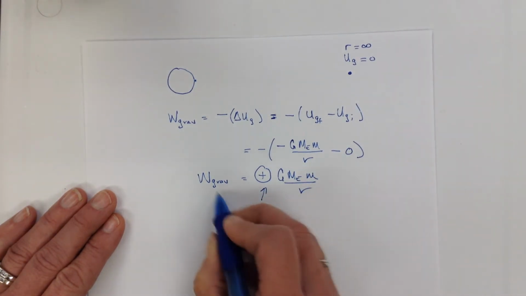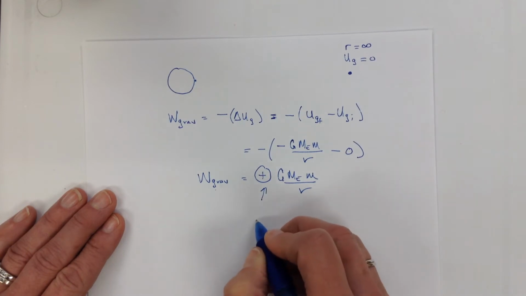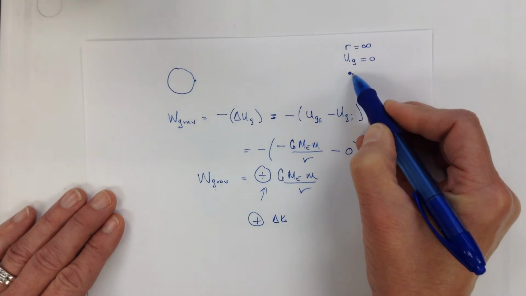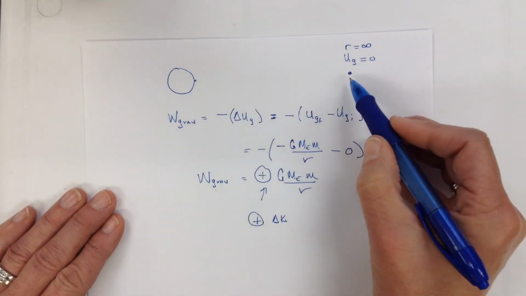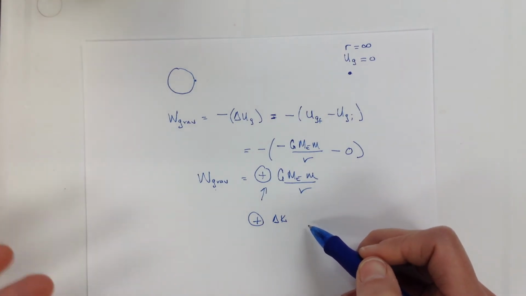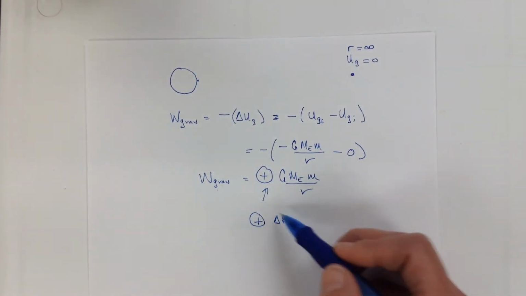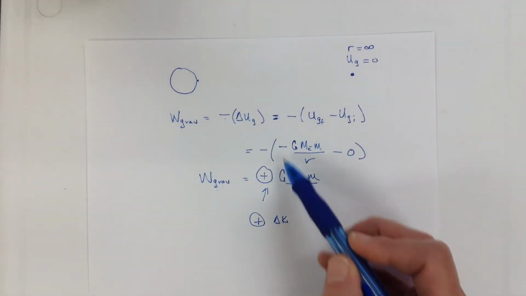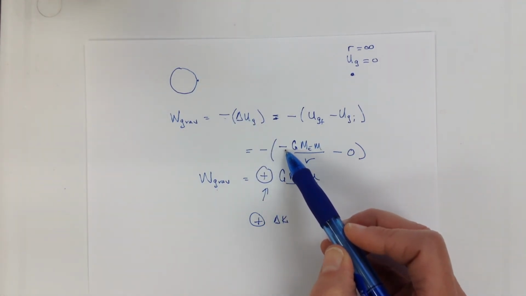So if I have positive work done by gravity, that means I'm going to have a positive change in kinetic energy. So as my object falls towards the planet, it's going to increase speed, which physically just makes sense. So in this way, I'm hoping that I can explain not only why there's a negative in front of here, but also why there is a negative in front of there.